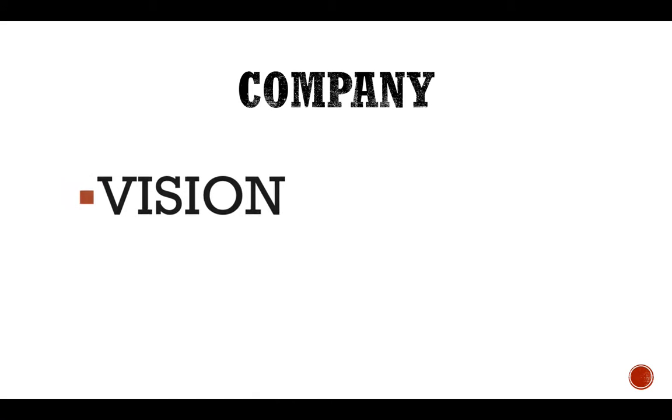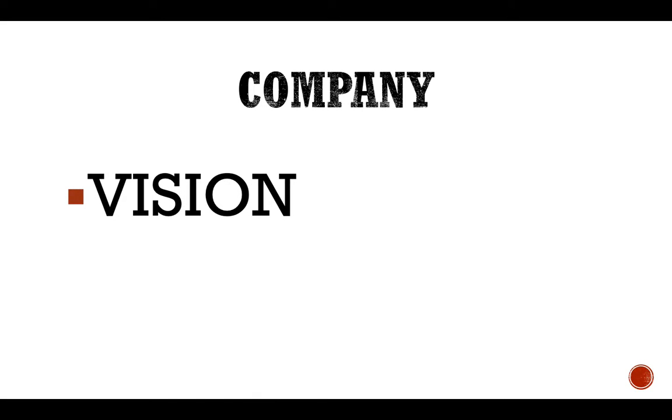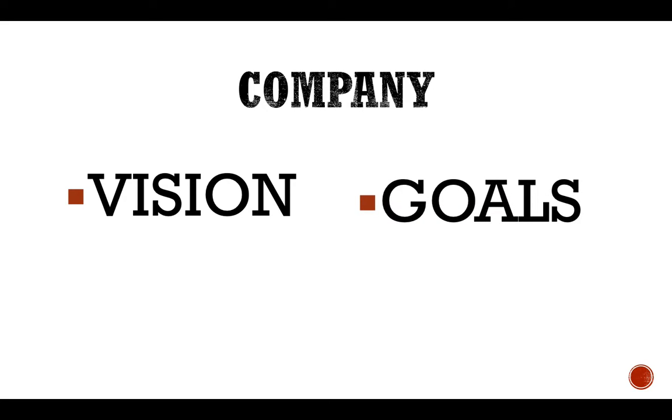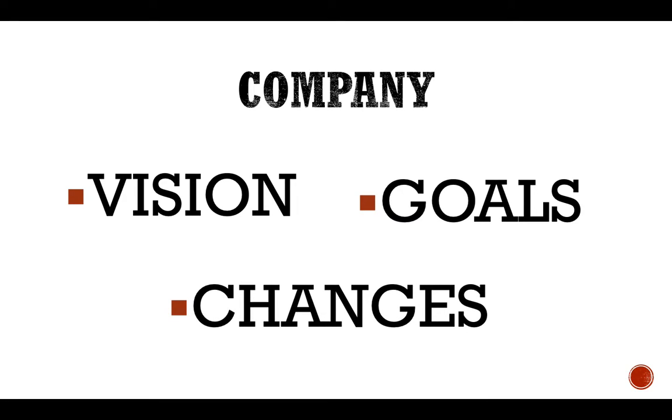So we have vision. That is a roadmap indicating both what the company wants to become and guiding transformational initiatives by setting a defined direction for the company's growth. Then we have goals. That is an observable and measurable end result, having one or more objectives to be achieved within a more or less fixed time frame. And finally, change. That is the process of causing a function, practice, or thing to become different somehow compared to what it is at present or what it was in the past.